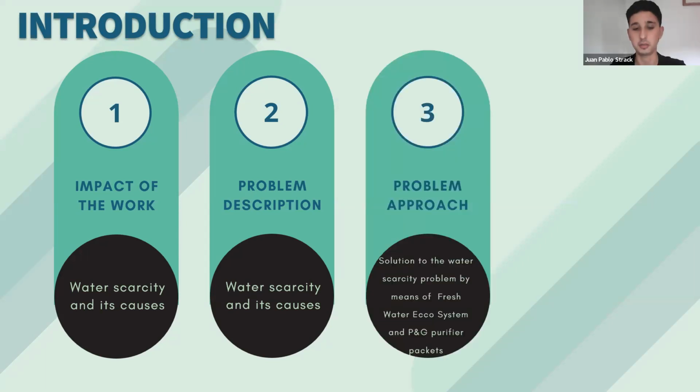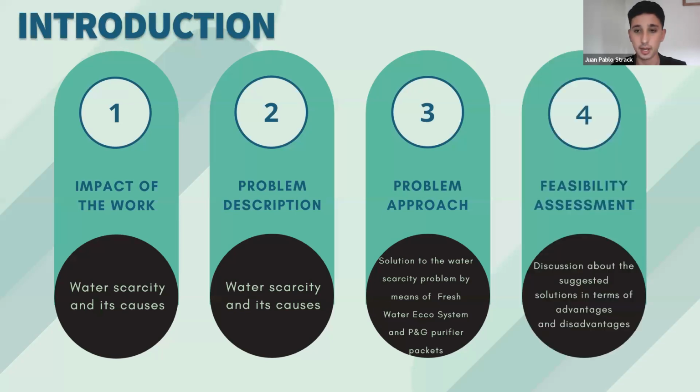Then we are going to state how we would approach the problem, proposing a solution to the water scarcity problem by means of the freshwater ecosystem and the P&G Purifier Packets, which are methods for harvesting water and for purifying water. Then we are going to make a feasibility assessment where we discuss the advantages and disadvantages of each proposed solution and state the conditions to use each system in each situation.